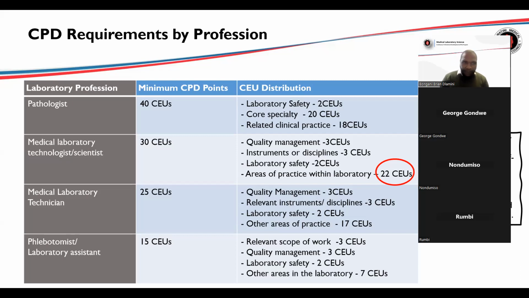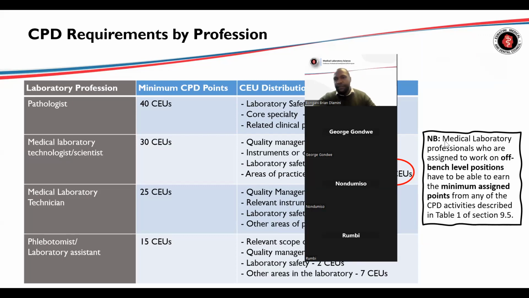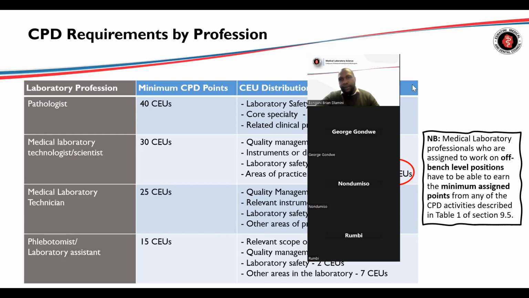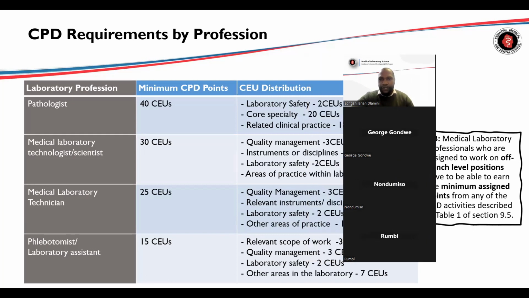Then a majority of us are laboratory technologists. It's about 30 points for us to still be deemed competent by the EMDC and still practice. Whereby 3 points should be from LQMS, 3 points from any relevant instrument or discipline, 2 from laboratory safety, and 22 within the scope area of your practice. I've highlighted this on the left that the majority of the lab might be working off the pen. We have a way of how we can allocate such for them.